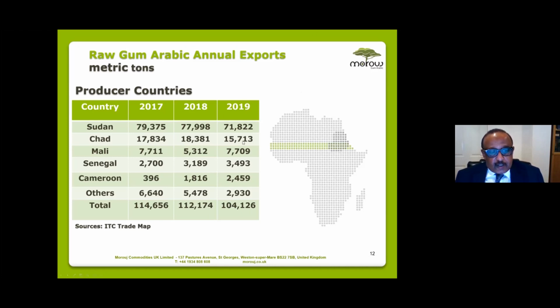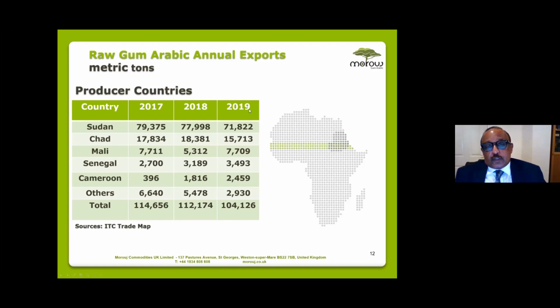This data is extracted from the International Trade Center, so it might be slightly different in quantity or figures from those shown by the Gum Arabic Board. But this is what's shown on the International Trade Center, and it shows the export quantities detected by this international organization.